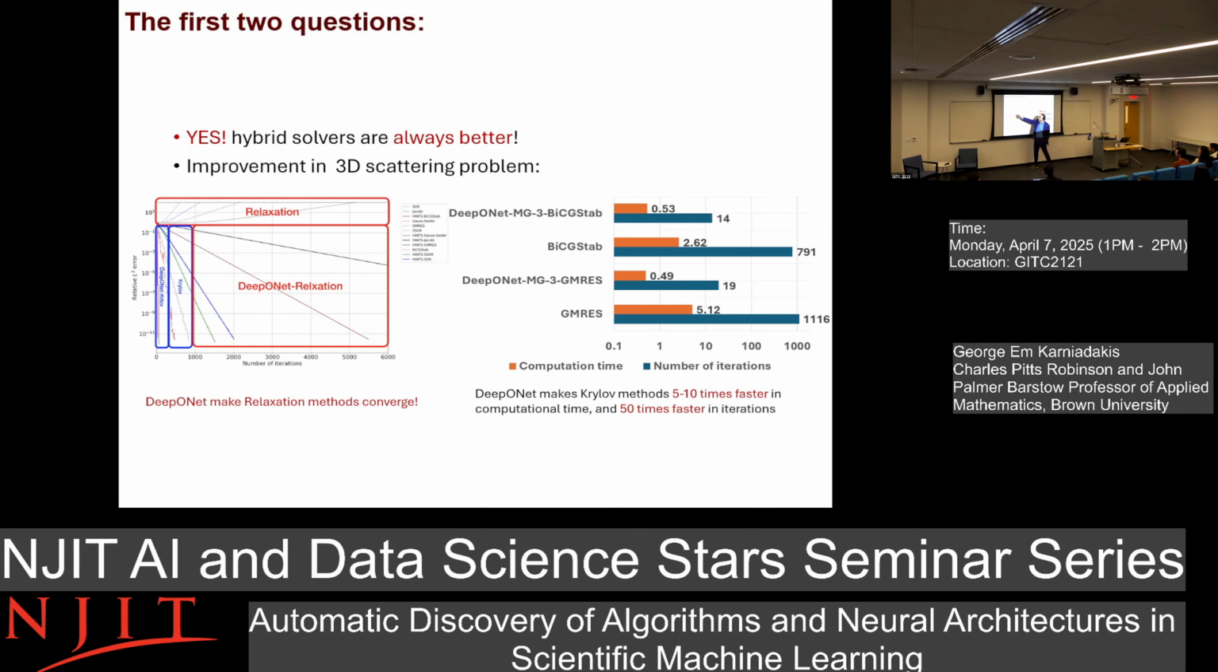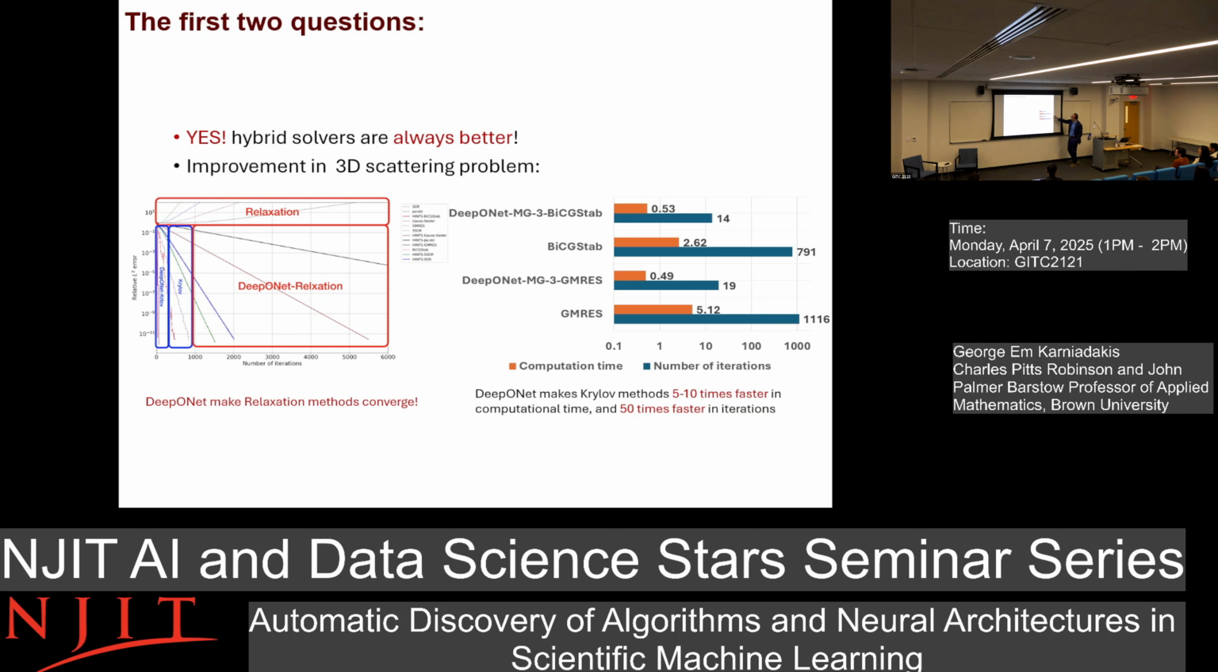You can see the Jacobi methods, all these relaxation solvers, are not good because they diverge for this problem. It's a hyperbolic problem. Now, if you combine it with DeepONet, they converge. If you use Krylov methods, they are very good. Combined with DeepONet, they give you the fastest solvers on Earth. That's what we call it. You cannot beat it because it covers all spectra.